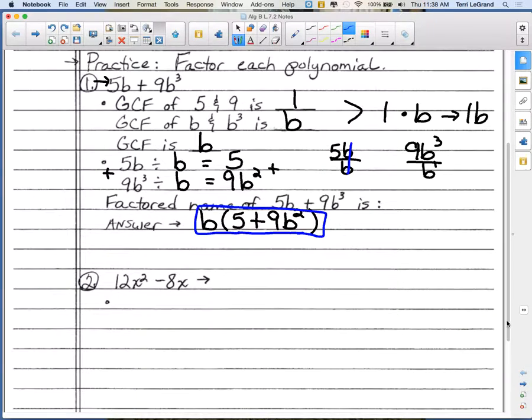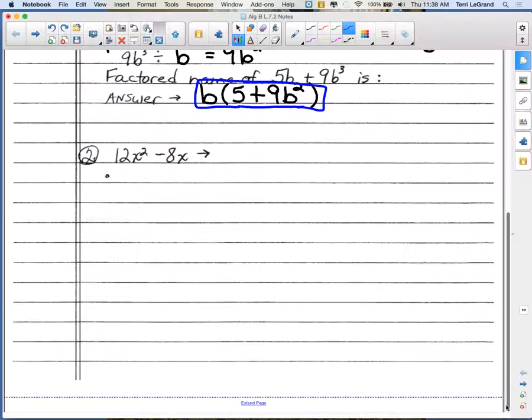Okay, and then I look at number 2, and the first thing I see is that it has subtractions. So what do we do? Add the opposite. We're going to rename this as 12x squared plus negative 8x. Don't even attempt to do these leaving them as subtraction. It works a whole lot better changing them to add the opposite.